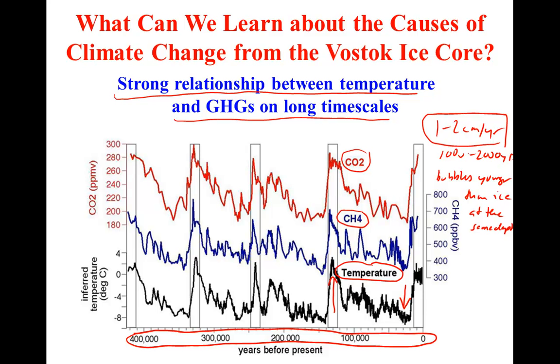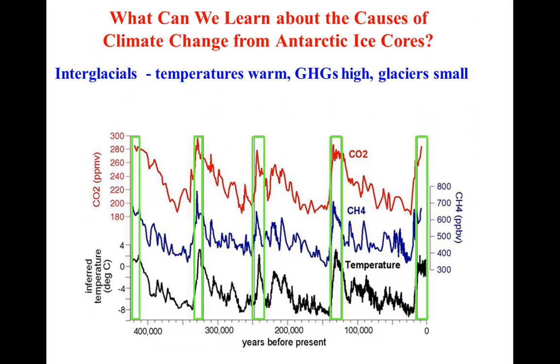In other words, temperature is both a cause and a response to changes in greenhouse gases. How do temperature and greenhouse gas concentrations vary as a function of different climates?